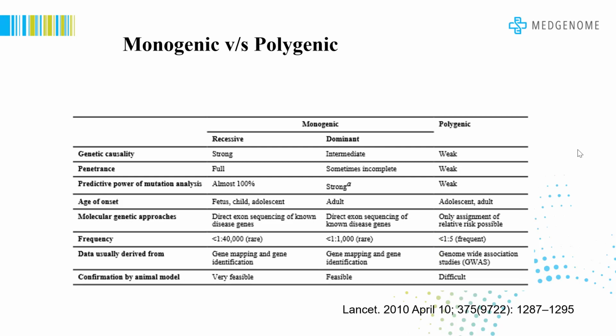If it is a monogenic recessive condition, it is rare. Hardly do we find one case in 40,000. It is also rare in the case of a dominant condition, about 1 in 1,000. And if it is a polygenic condition, it is frequent. You will find this in 1 in 5 cases. All this data was taken from a publication in The Lancet from 2010.